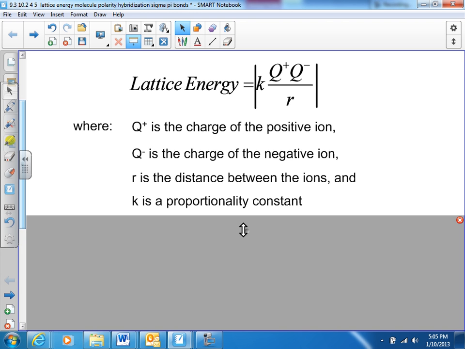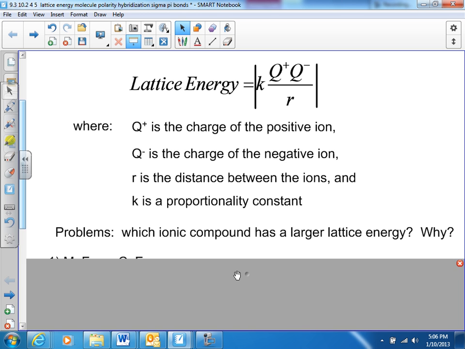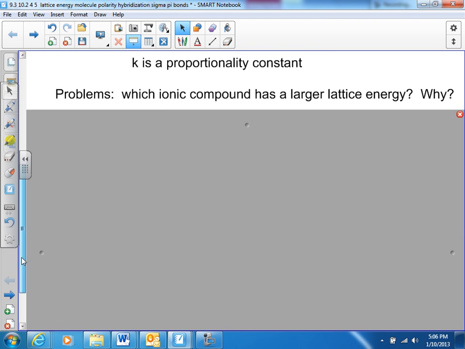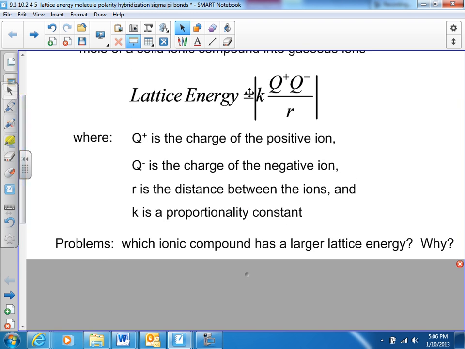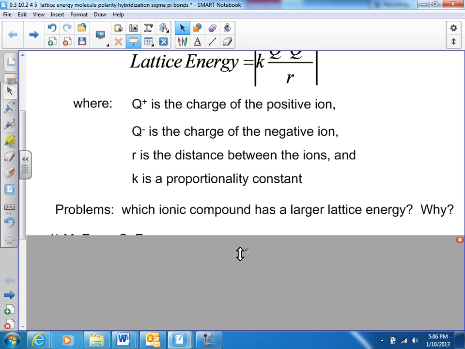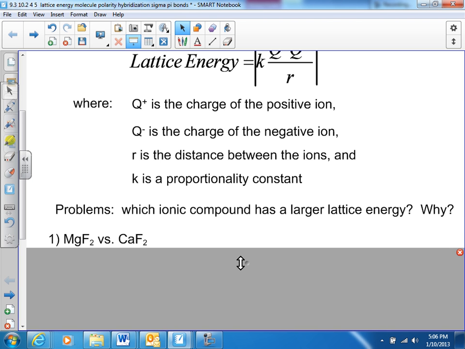We don't ever calculate lattice energy. We just compare whether one ionic compound or another ionic compound would have a larger lattice energy. So let's do some problems. We always want to think about this equation when we are doing problems. Which compound has a larger lattice energy and why? First we're going to look at MgF2 versus CaF2, calcium fluoride versus magnesium fluoride.